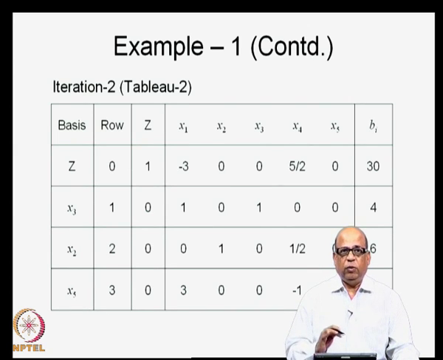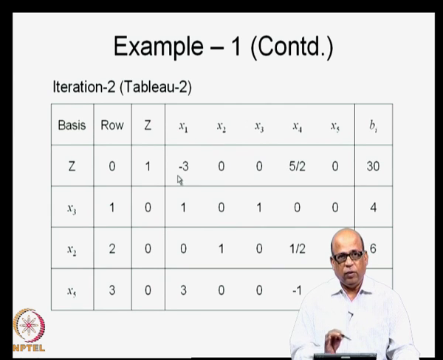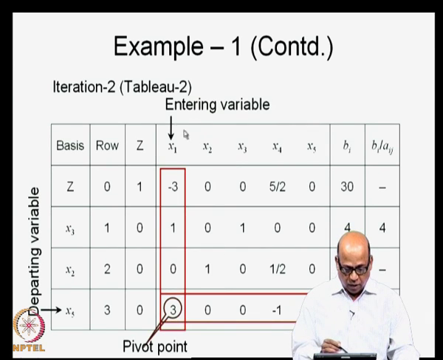We ask the question, is the solution optimal? This solution is again not optimal, because there is one variable here which has a negative coefficient. Because there is at least one variable which has a negative coefficient, the solution can be further improved, and therefore the current solution is not optimal. Then we have to identify the entering variable. The entering variable is that variable which currently has the highest negative coefficient in the Z row or the 0th row, and in this particular case there is only one such variable, and therefore that becomes the entering variable. So, we identify this as the entering variable.